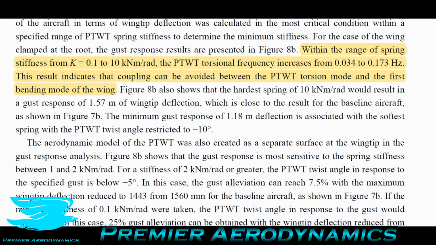And they say within the range of the spring stiffness from K equals 0.1 to 10 kilonewton meters per radian, this passive twist wingtip torsional frequency increases from 0.034 to 0.173 hertz. The reason why this increase is important is because it says that the coupling can be avoided between this wingtip and the bending mode of the wing. That's very important because you don't want coupling to occur between different bending and torsional modes.